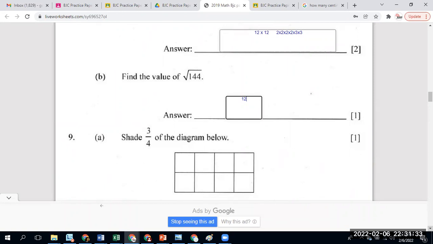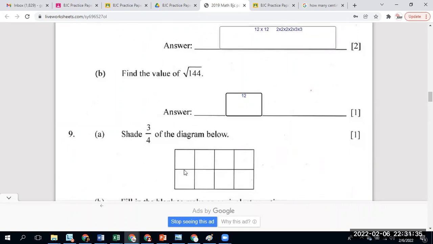Next, we're going to shade 3/4 of the diagram. Each column of this diagram represents 1/4, and we have 3 of them. I want to highlight. Okay, that's okay. So 3 of these columns, basically, and don't mind my shading. It's a little bit messy, you'll do a better job. But that's 3/4 of our diagram. Okay.